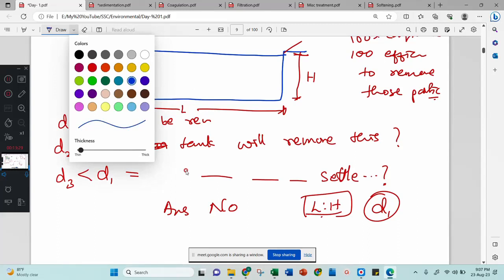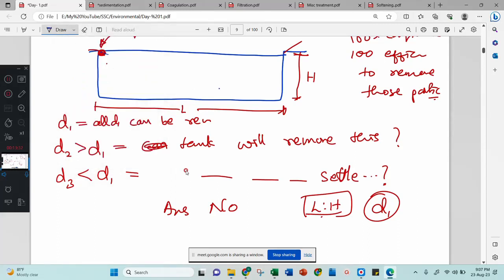Therefore the longest path of the D1 will come like this, and it will be settled here. Let us consider the longest path is this one. This particle will come and settle here, this will be removed. If the particles of greater diameter have this path, they will come and settle here. Then the smaller diameter particles will go like this. If there is an opening here, then the particle will go out here. This particle is not removed.